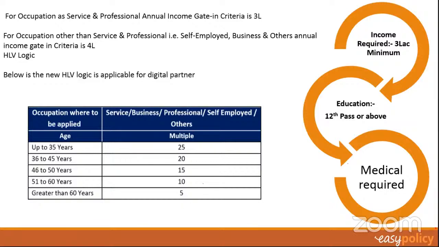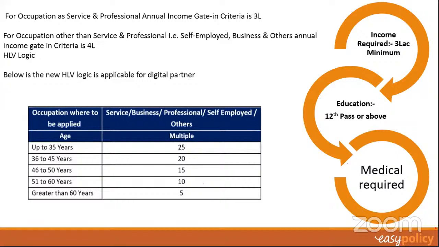Again, income multiplier up to 35, 25 times; 36 to 45, 20 times; 46 to 50, 15 times; 51 to 60, 10 times. As you can see, most of the companies give only 20 times for 36 to 40. But if the customer is 41 to 45, PNB is giving them 20 times. So accordingly, you can adjust company to company based on the sum insured requirement of your customers.